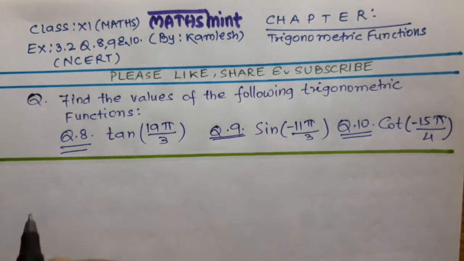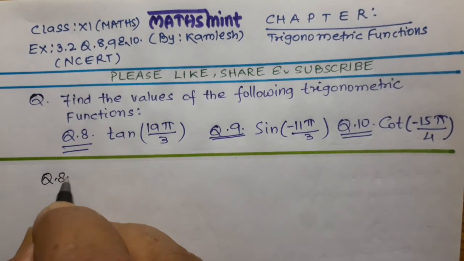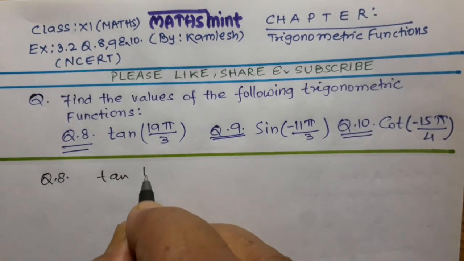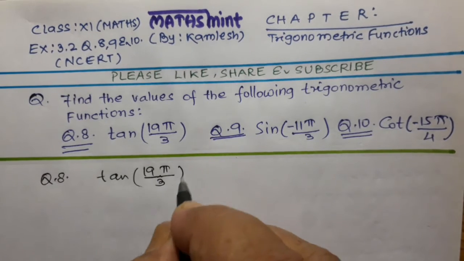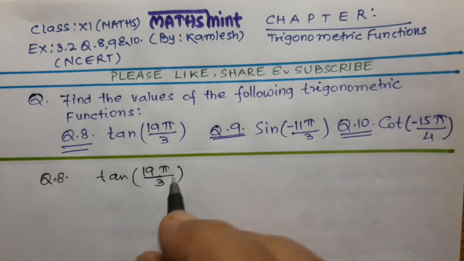Question is find the values of the following trigonometric functions. Question 8, 9 and 10. Question 8 is tan 19 pi by 3. Okay, so 19 pi we can write.